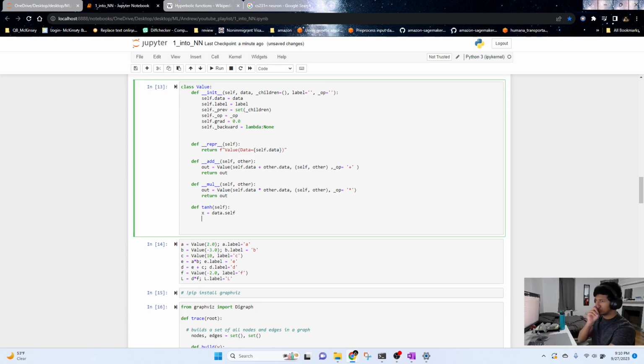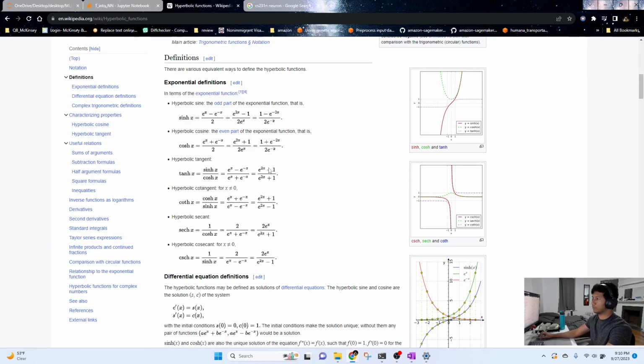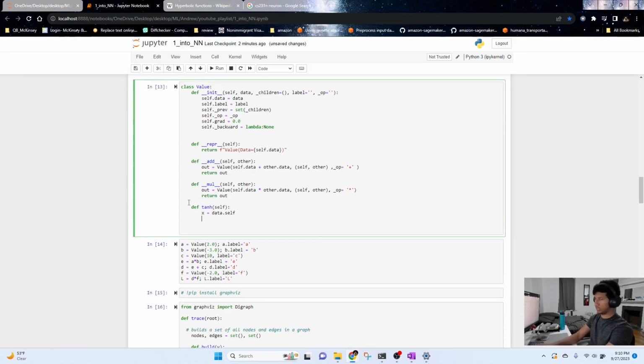We are trying to create this formula of tanh: e to the power of 2x minus 1, divided by e to the power of 2x plus 1. In order to implement this formula, we can leverage math.exp. So we have e to the power of 2x, which is the numerator, and then we do minus 1. This is our numerator.